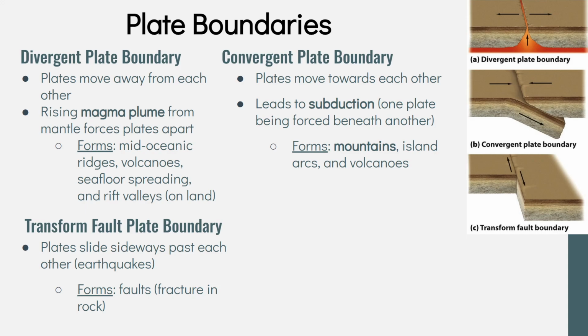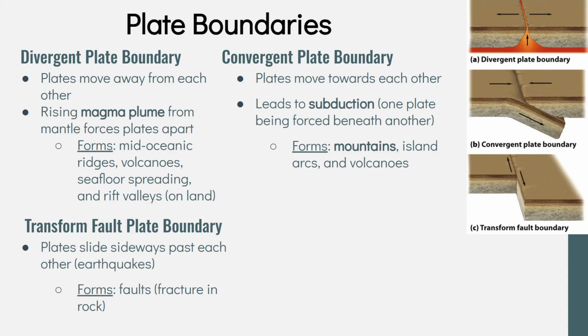Next, we have convergent plate boundaries. To converge means to come together. This means these are plate boundaries that are colliding or moving towards one another, and when they come together, one of them gets subducted or forced underneath another plate. We can see in the diagram here, when they collide, one plate is forced down beneath the other, and that's the subduction. This leads to the formation of mountains, island arcs, earthquakes, and volcanoes.